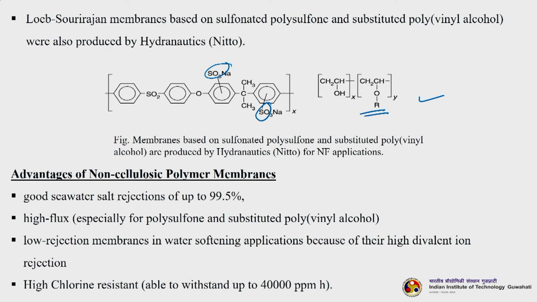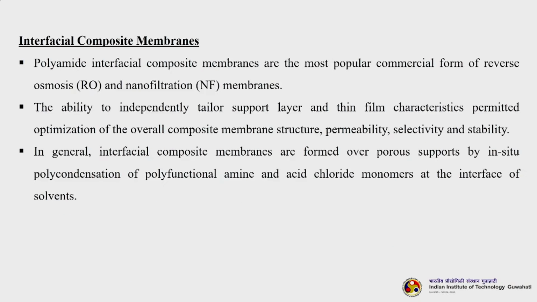So, the advantages of non-cellulosic polymer membranes are, of course, seawater salt rejection of up to 99.5%, and high flux, especially for the polysulfone and substituted polyvinyl alcohol. Now, these two membranes have given high flux, low rejection membranes in water softening applications because of their high divalent ion rejection and high chlorine resistance, able to withstand up to 40,000 ppm hours. So, the next class of membranes for RO is the interfacial composite membranes.